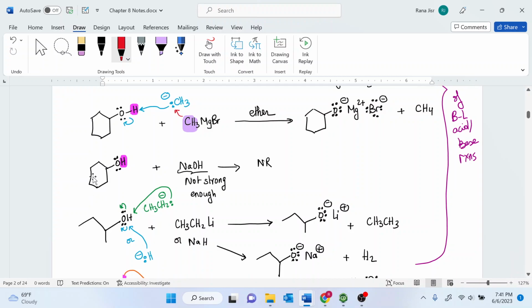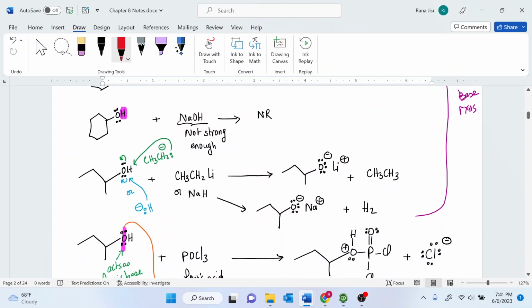Pay attention, this is not a phenol. This is a cyclohexanol. So this hydrogen will stay weakly acidic. So a weak base cannot come and take this weakly acidic hydrogen. These two are strong bases. So the base from the carbon, you have to locate your base from the carbon.